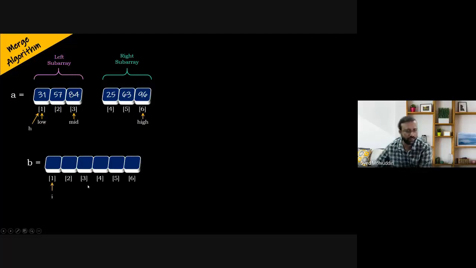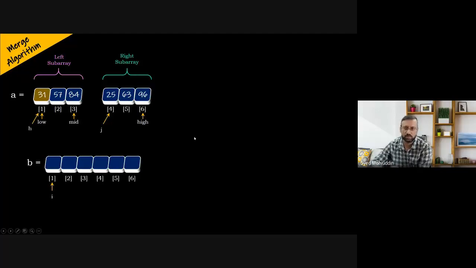We will have a variable i, which will point to index 1 in the array B. Remember, it's array B. Then we will have another index j, which points to the first element of the right subarray. It is actually index 4, but it's the first element of the right subarray.